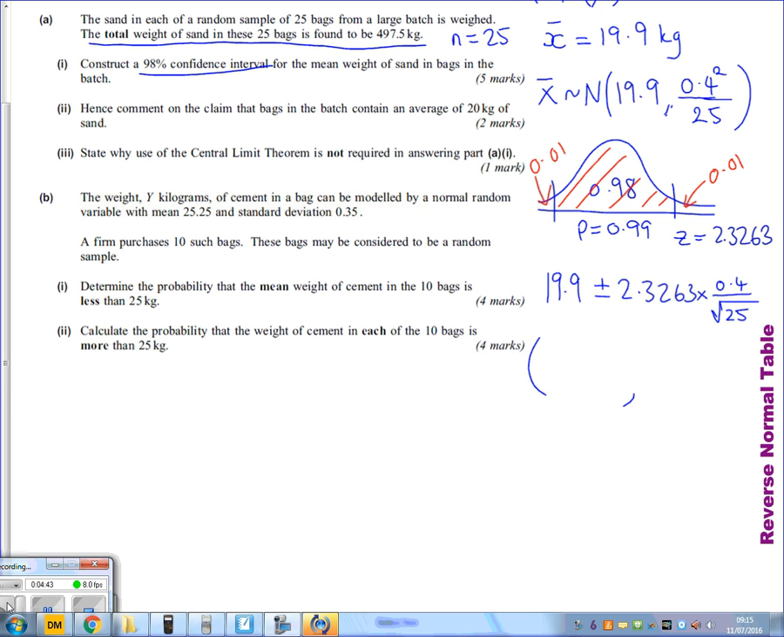So construct my confidence interval. So put my lower limit and my upper limit, and those two values then. And it says, giving the answer, it doesn't give me what accuracy it wants. So I'm going to use 3 significant figures. So 19.7 and 20.1. That's my confidence interval for the mean.